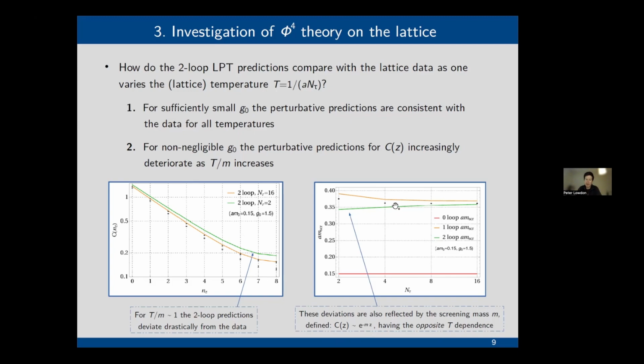That's the lattice data. You see as n tau gets smaller, the temperature goes up, and your screening mass also goes up. But when you do the two-loop perturbative prediction, you find that it actually has the opposite behavior. The screening mass goes down as a function of temperature, and this is what is driving you further and further away from the lattice data.